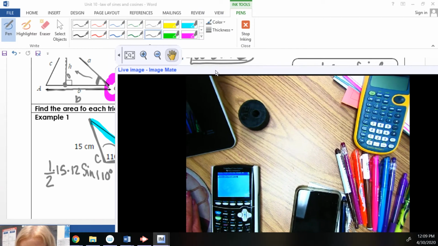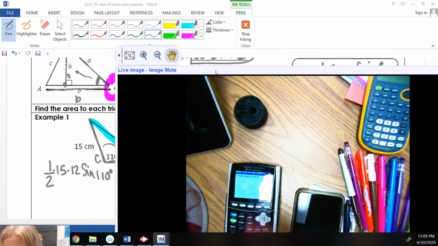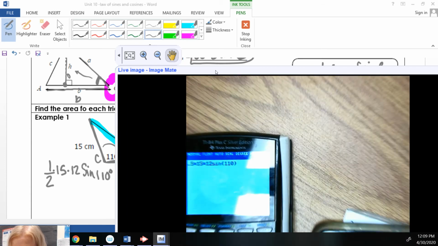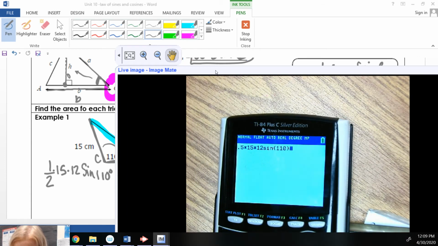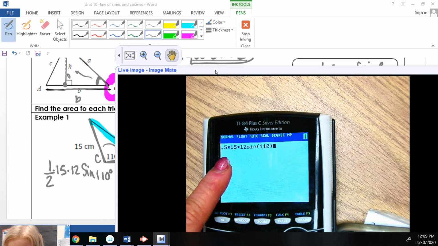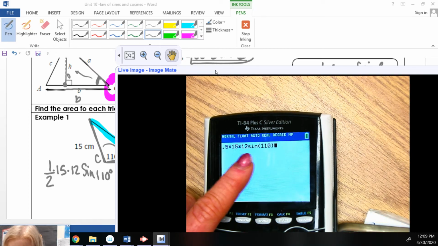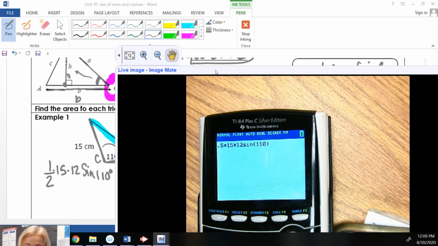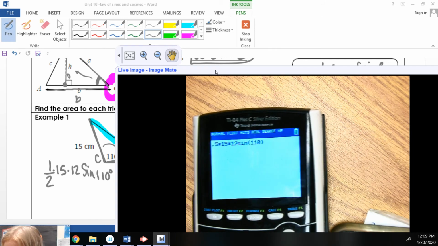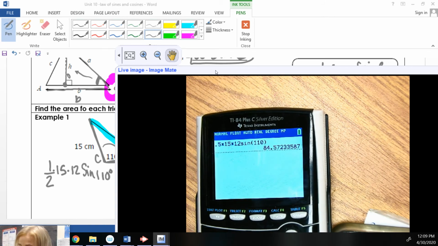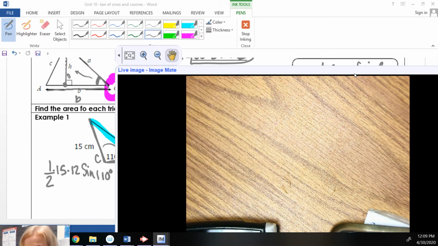Okay, so 0.5 times 15 times 12 times the sine of 110. All right, and then you hit enter, and that means the area of the triangle is 84.57. And I think it's to the nearest tenth, so 84.6.